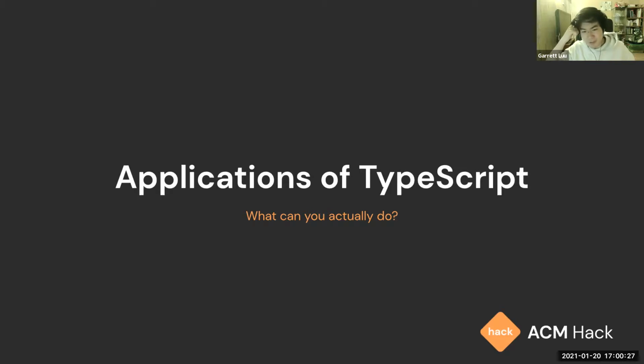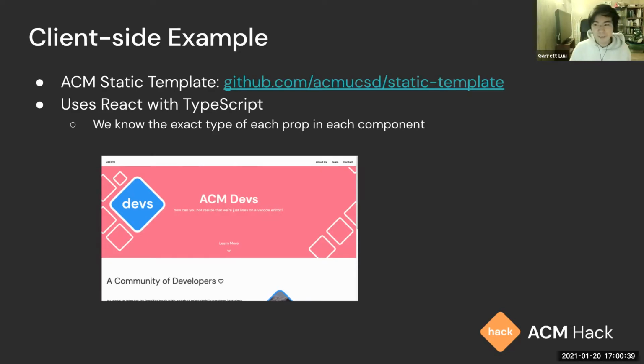So we'll just go over real quick the applications of TypeScript. So what can you actually do? So this is just different examples of code bases and things that you can do with TypeScript. So this is a client-side example. So the ACM static template, and this uses React with TypeScript. It lets you know the exact type of each prop of each component, right? So that's pretty useful, I think.